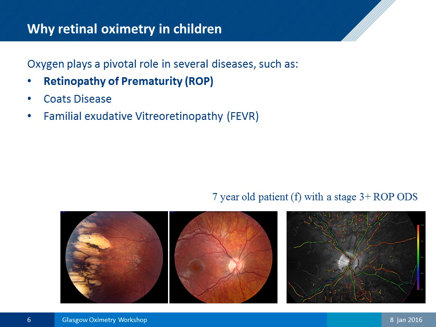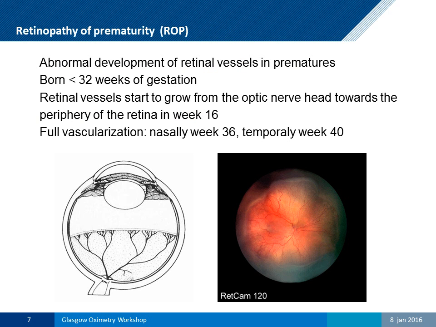You can see a 7-year-old girl who had some laser ablation during her early childhood due to a stage 3 ROP in both eyes. ROP is an abnormal development of the vessels due to prematurity. It usually happens when babies are born before 32 weeks of gestation. Usually the full vascularization occurs around week 40.